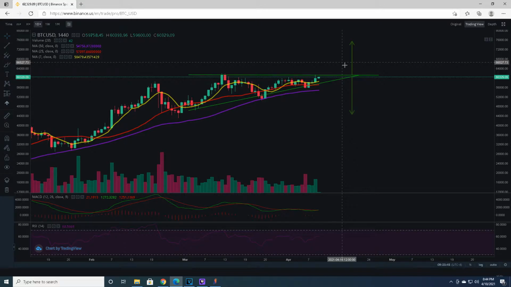Keep that in mind, guys. Give it at least two candles. Go in on the third candle. Best piece of advice I can give you.